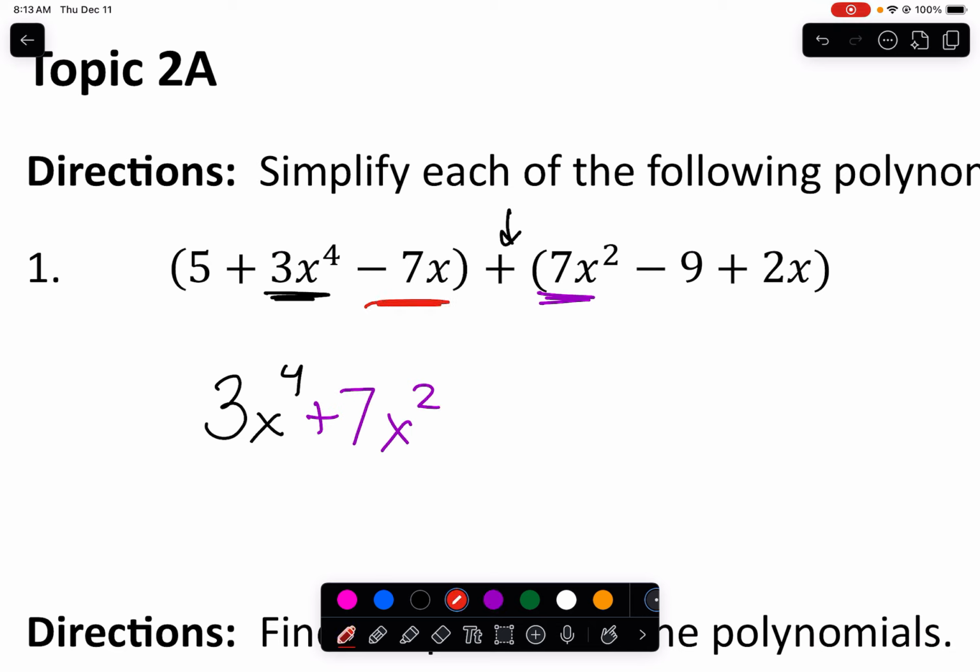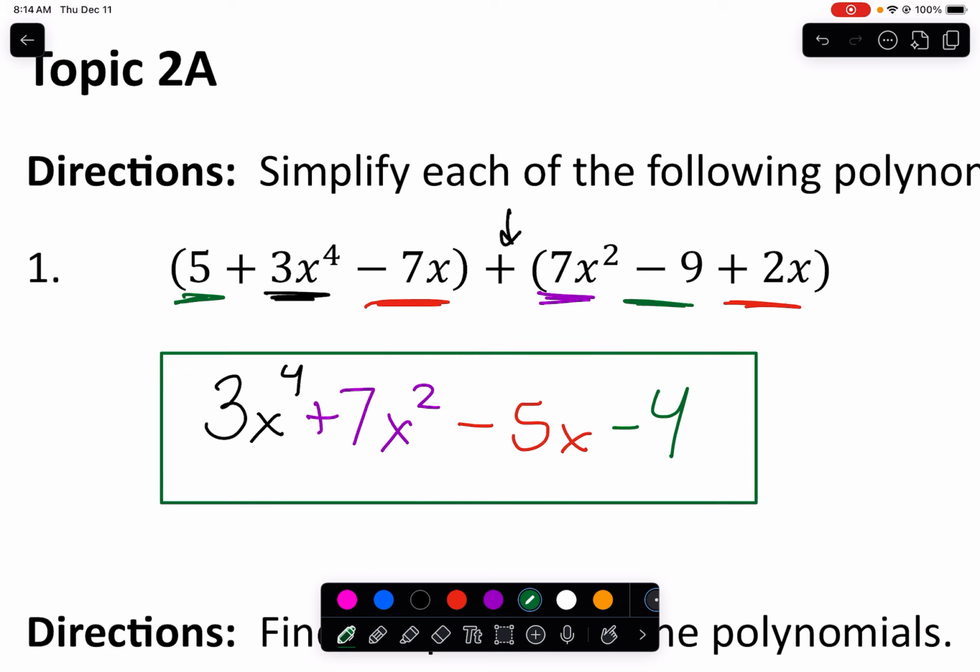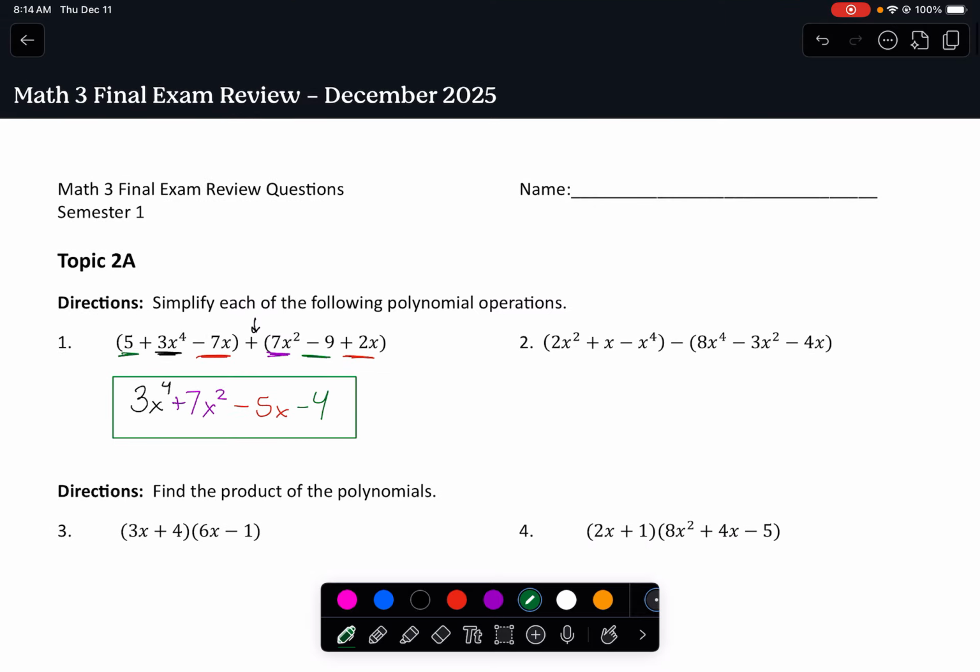Next up, we've got these two guys. We got a negative 7x and a 2x. That gives us a minus 5x. And then we've got this and this, which is going to give us a negative 4. So that is our answer there. You typically want to write it in highest power to lowest power. That's known as standard form.